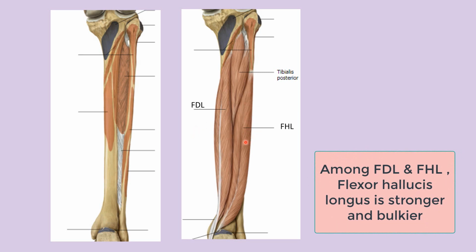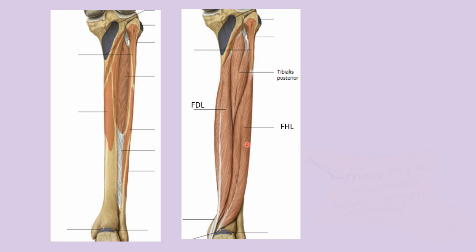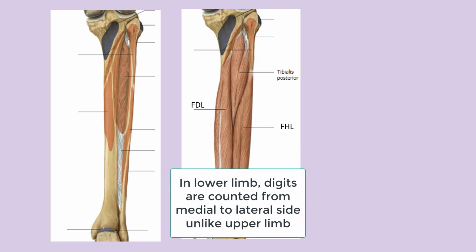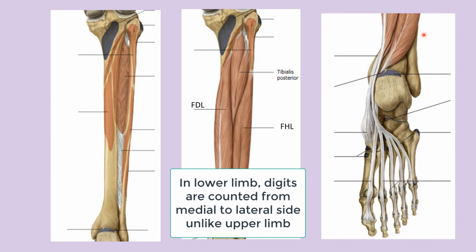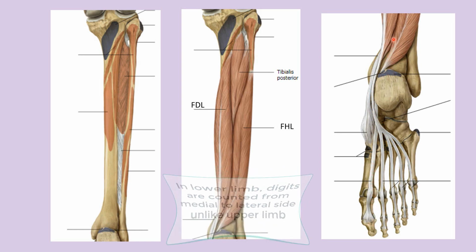And flexor hallucis longus lies on the lateral side. Though it lies on the lateral side in the back of the leg, it is inserting on the first digit, that is, we count it from the medial side. You can see here, this is flexor hallucis longus, which is coming down and inserting. This is the tendon, which is inserting on the hallux. And this is tibialis posterior, which has insertion on the navicular bone and extension slips to the other tarsal bones. And flexor digitorum longus is here.